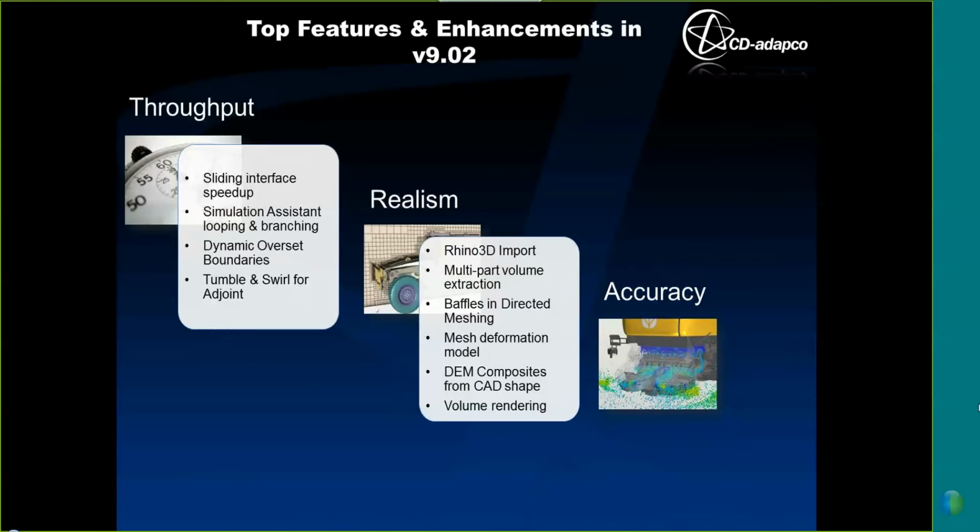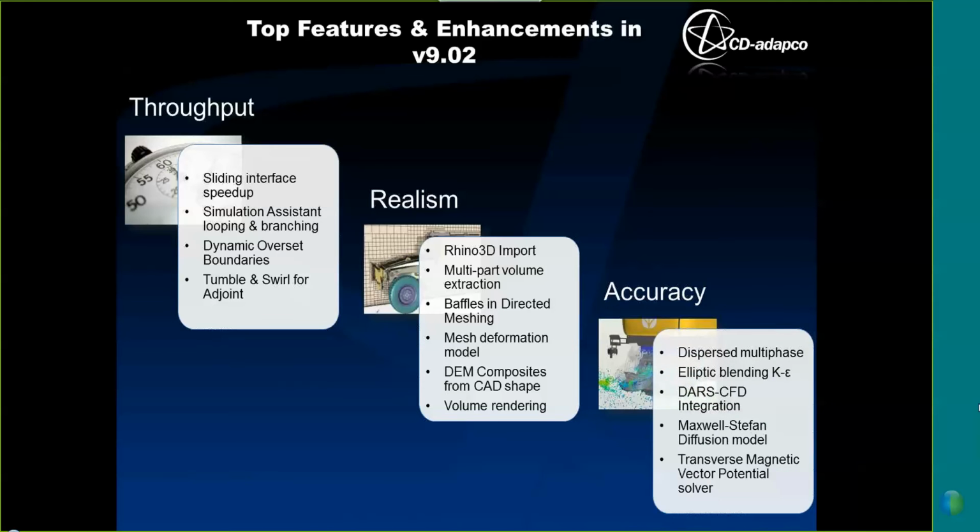In the realism category, we now have the ability to import native Rhino 3D files. When using volume extraction in 3D CAD, you can now extract from multiple parts, whereas before it was only from a single part. And the directed mesher can now handle baffles, so you can have a source and a target face be coincident. We've included a new deformation model for single-step mesh deformation, and we have the ability to create composite DEM particles out of the CAD shape by filling them with spheres, and we have a new post-processing capability called volume rendering.